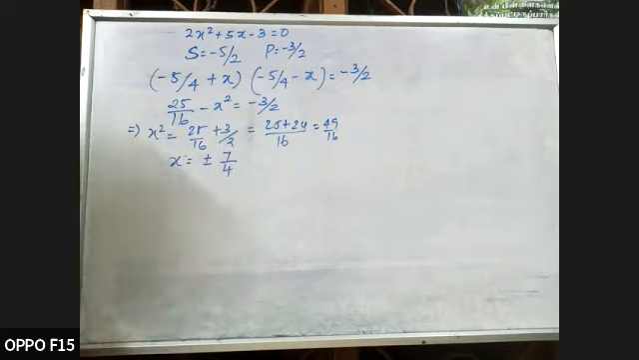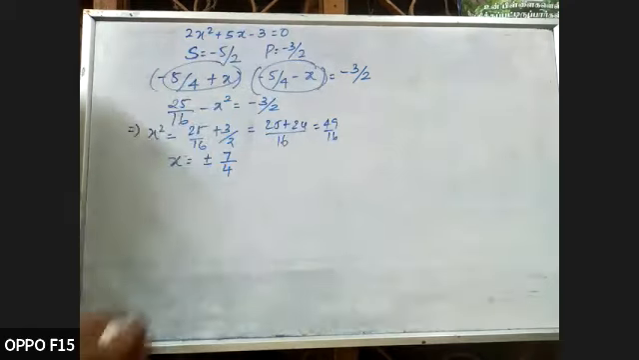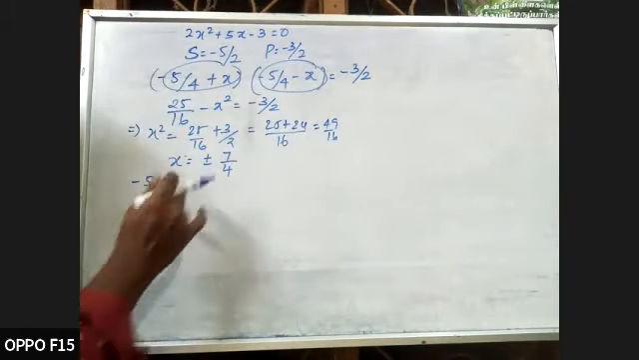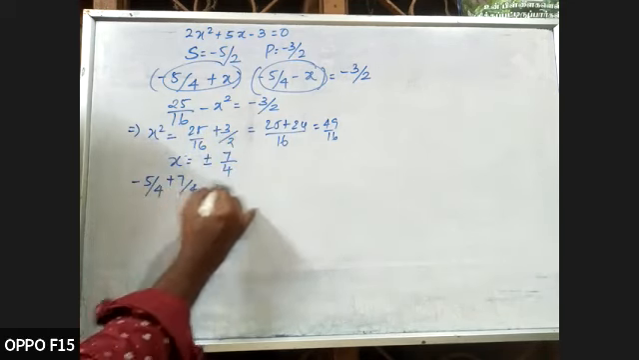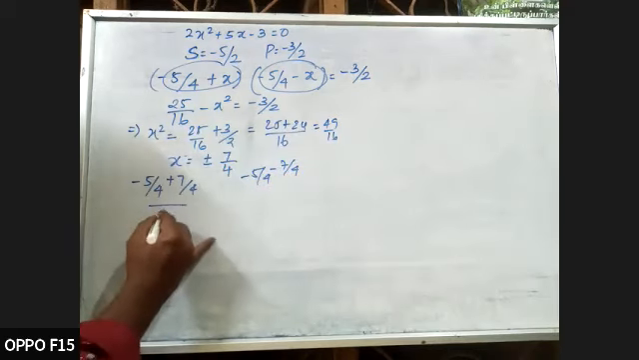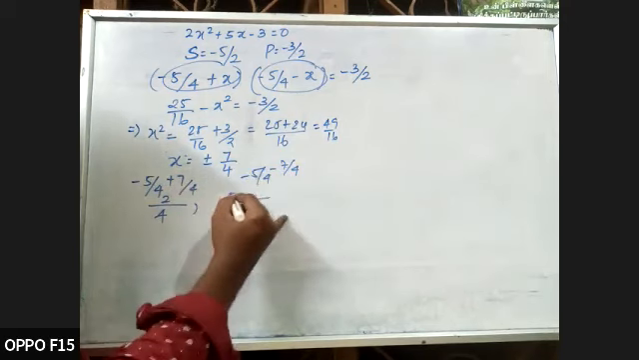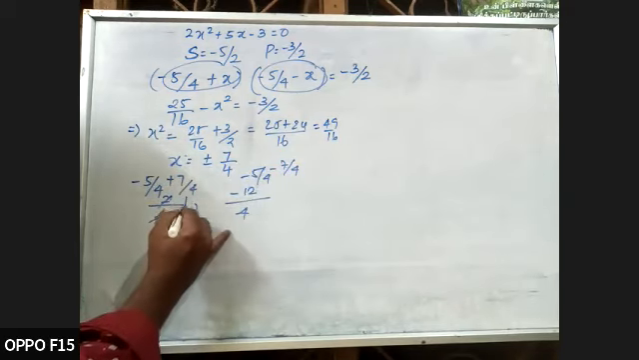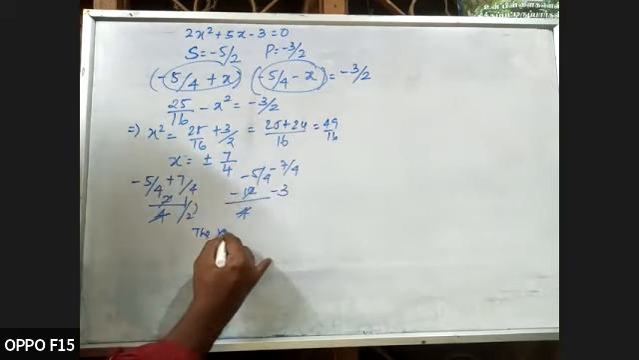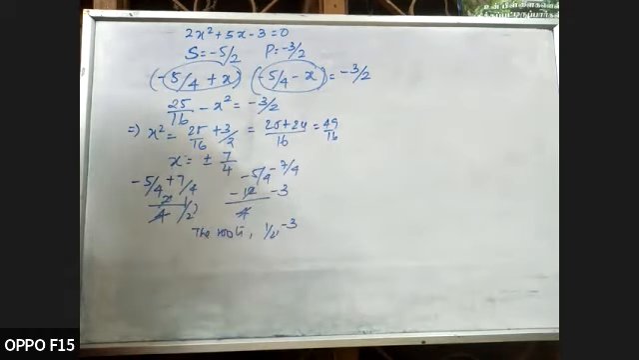Now the roots: -5/4 plus x is one root, -5/4 minus x is the another root. So I can write -5/4 plus 7/4, and -5/4 minus 7/4. Take LCM 4: 7 minus 5 is 2/4, and -5 minus 7 is -12/4. So we get 1/2 as one root and -3 as another root. The roots are 1/2 and -3. You don't need to use the formula.